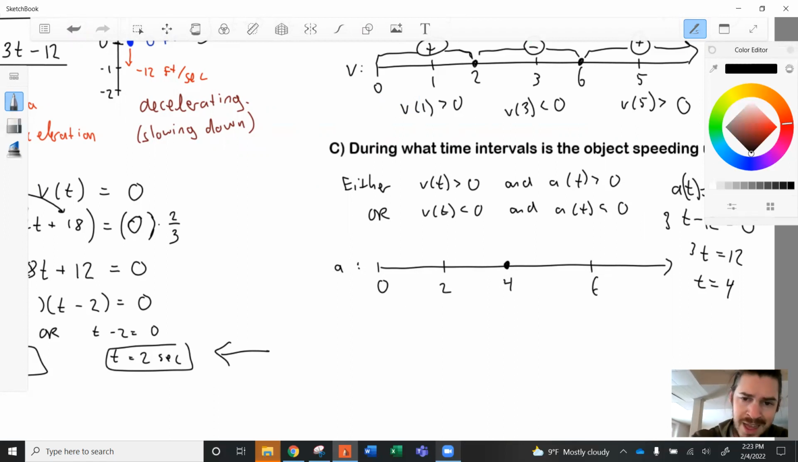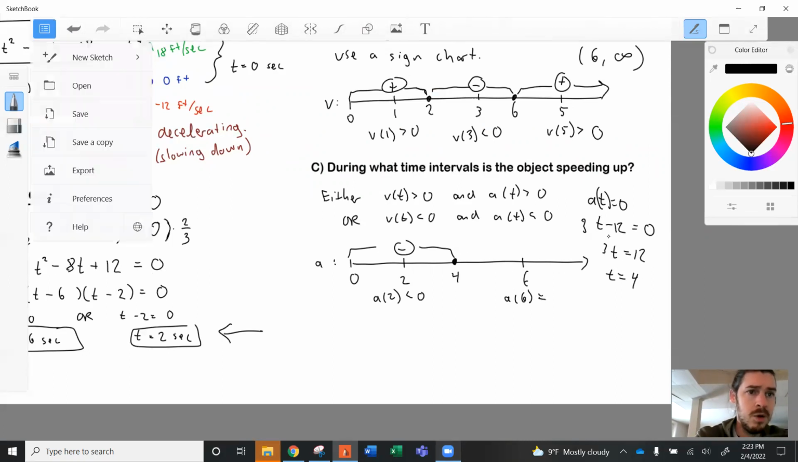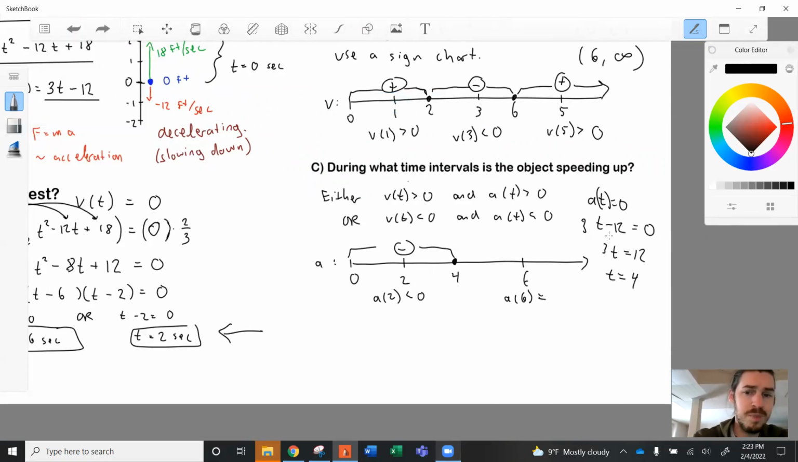Then I'll pick a number to the left and a number to the right. You can evaluate a of 2. 3 times 2 is 6, minus 12 is negative 6. So it's a negative number, negative on this interval. And then a of 6 is 3 times 6, which is 18, minus 12 is positive 6. So that's positive on this interval.